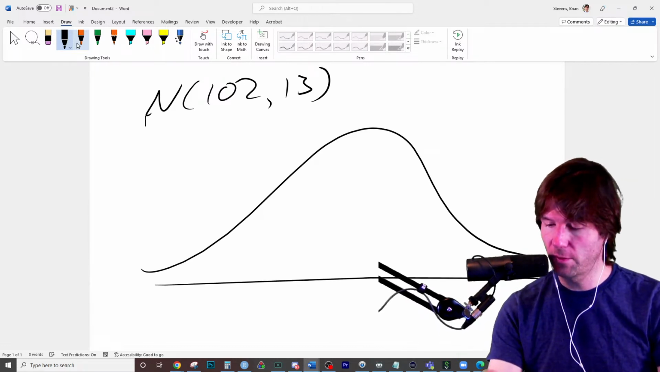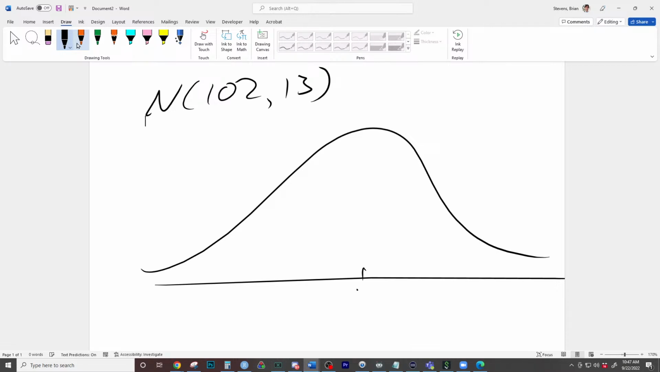Draw our normal curve. And go right here and do 102. And then go up by 13. And 90, 78, 66. Please tell me if I get a number wrong. 114, 126. That's right, 138. Z-scores are 0, 1, 2, 3, -1, -2, -3.